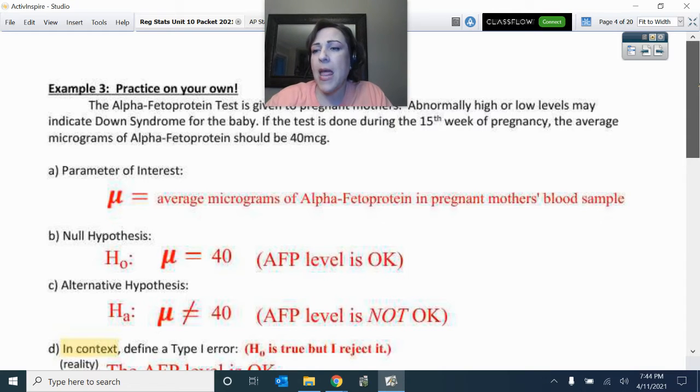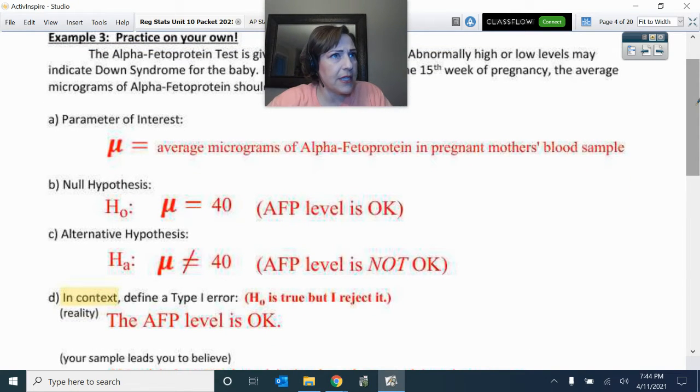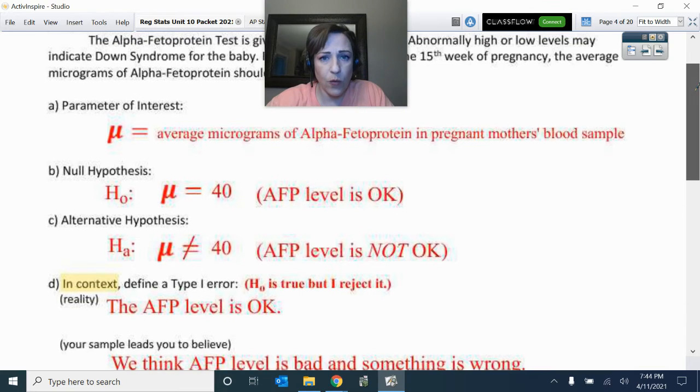micrograms. Okay. I know that they do other tests such as this for different kinds of illnesses or issues that they want to check for on the baby. Okay. So, not just necessarily for Down syndrome. Okay. So, we want to check out what's happening and progressing with the baby.